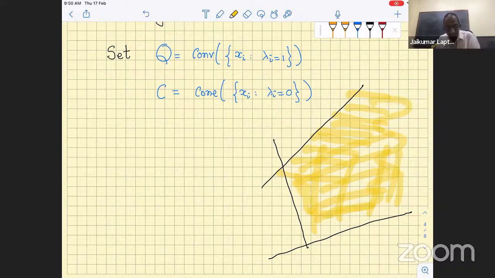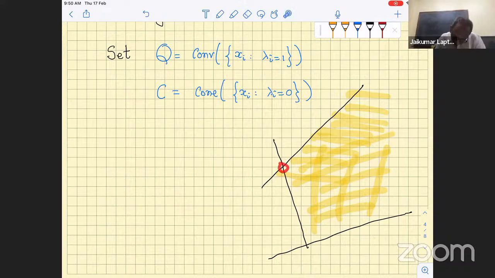I'm claiming that it is a sum of a polytope and a cone. Let me just stay with this, then I will do a slightly different example. So this is a polyhedron, and the claim is that this polyhedron is a sum of a convex hull of a finite number of points and a cone. Let us see which are those.